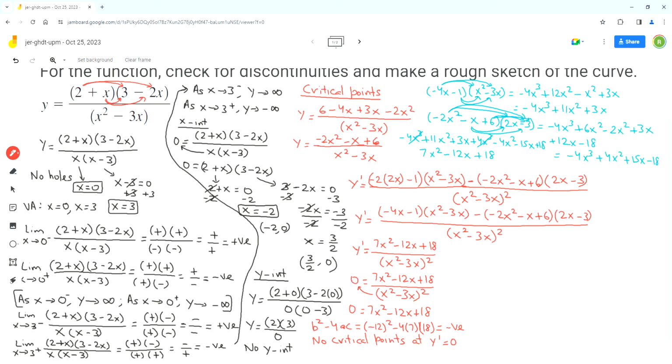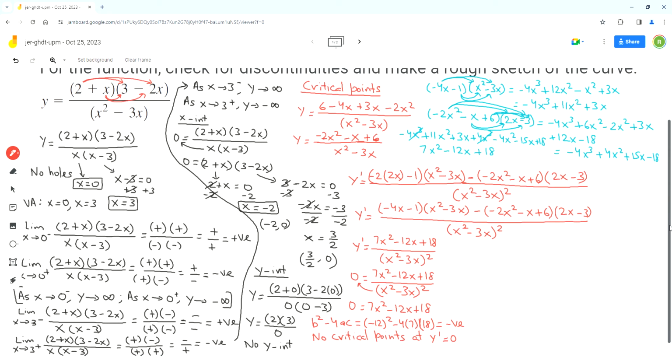Now we can do the analysis for y prime being undefined. y prime will be undefined if the denominator becomes equal to 0. So we'll get the same result that we got for vertical asymptote. That means we don't need to do the analysis for y prime becoming undefined because we have found the vertical asymptotes and we have also found the behavior of the curve on both sides of these vertical asymptotes.